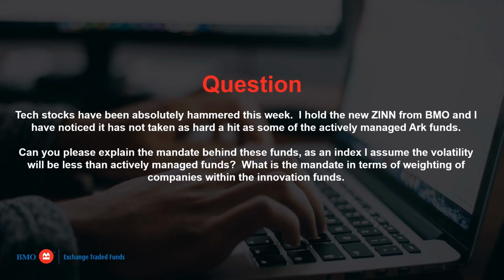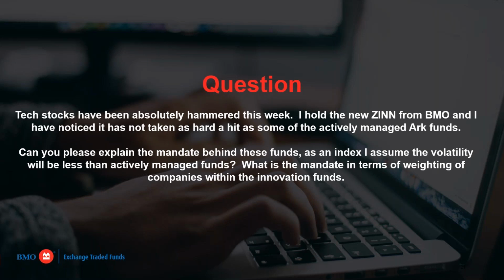Okay. Tech stocks got a little hit this week, right? Interesting, they looked at one of our newer ETFs, ZINN, and looking at relative to the ARK ETFs out there, it fared a little bit better. So can you give us some background on why this one fared a little bit better, considering they're actually basically using the same universe of securities?